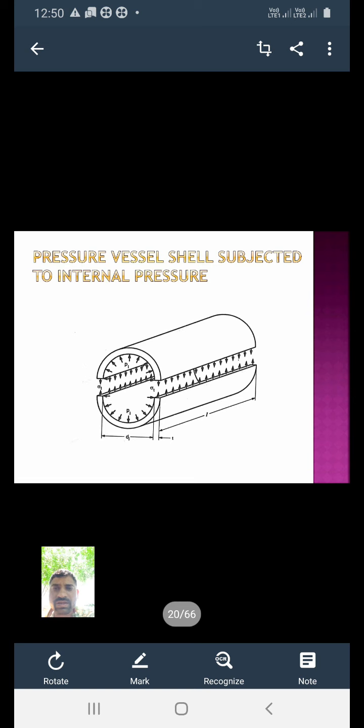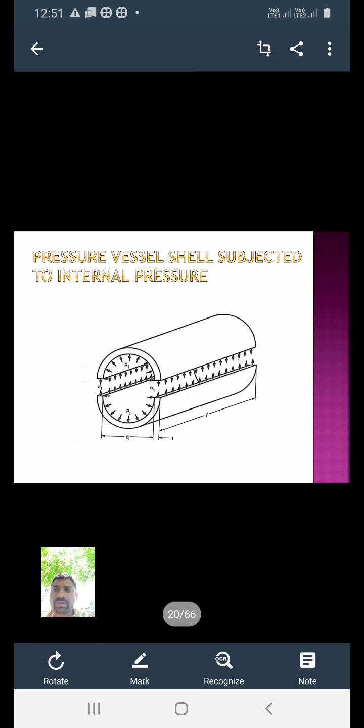Next, see the pressure vessel shell subjected to the internal pressure. The thickness of the cylinder of the pressure vessel subjected to the internal pressure Pi is determined on the basis of the thin cylinder. Already we have seen that in the design of the cylinder. In the analysis of the unfired pressure vessel, the mean diameter of the shell is taken instead of the inner diameter of the shell. Remember that.